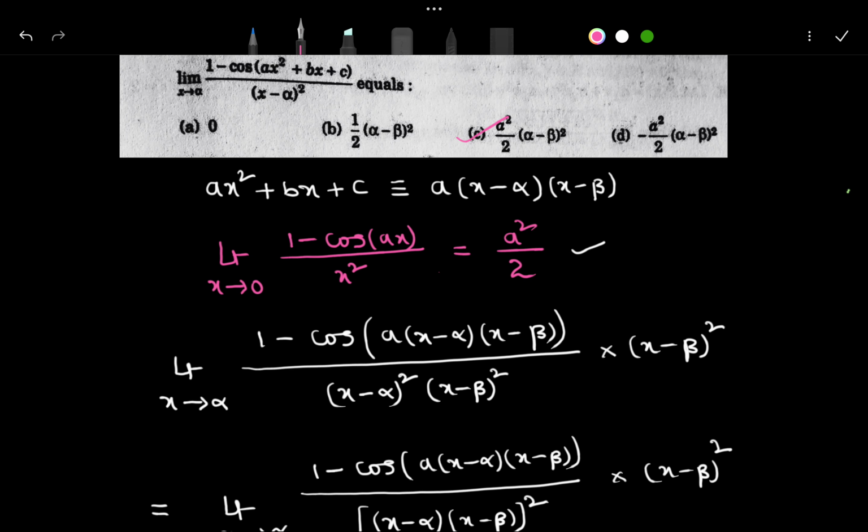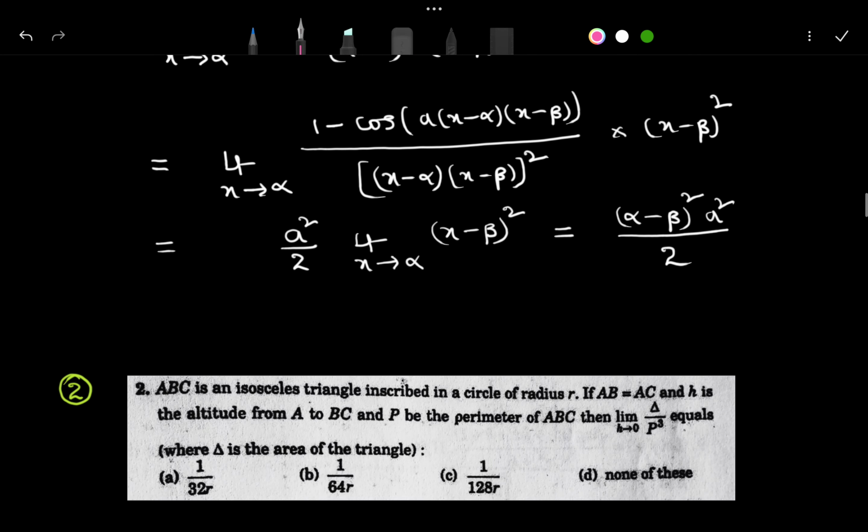So now we'll see one more question in limits. This is a PYQ advanced question. See here, by observing this question, ABC is an isosceles triangle inscribed in a circle of radius r. If AB is equal to AC and H is the altitude from A to BC and P is the perimeter of triangle ABC, then limit H tends to 0, delta by P cube will be equal to what? See, first we will draw the figure for our convenience.